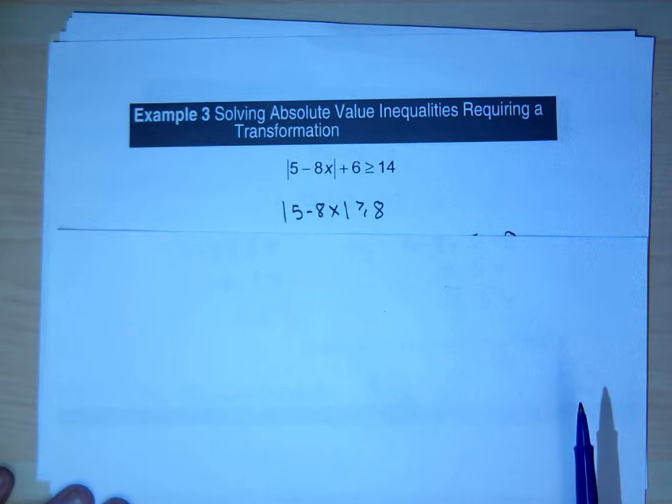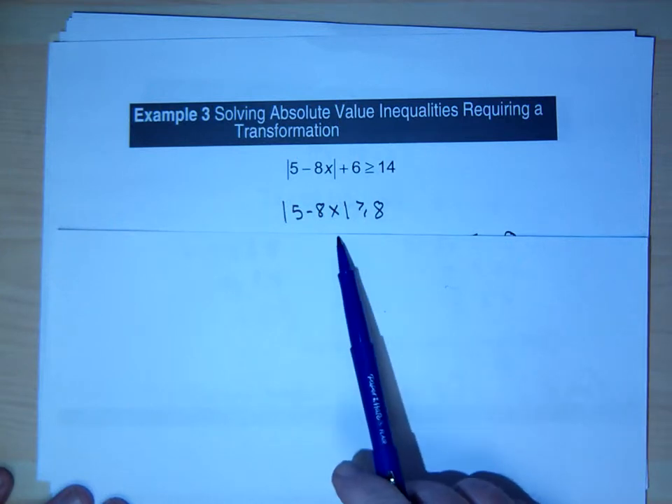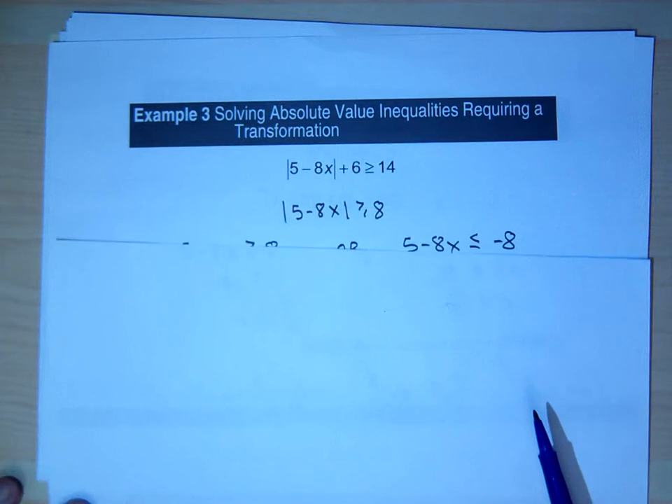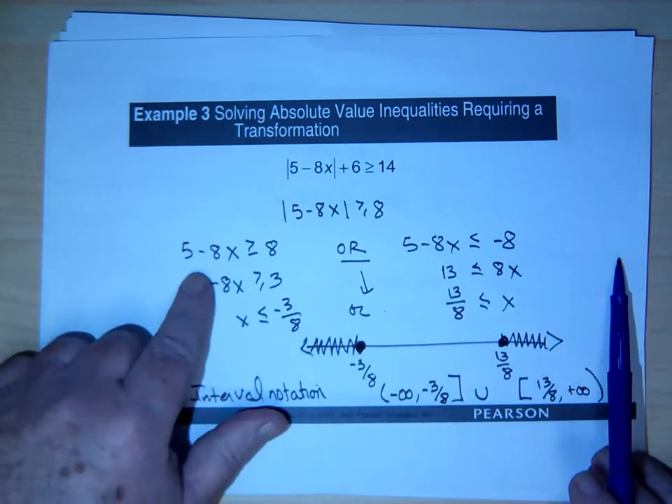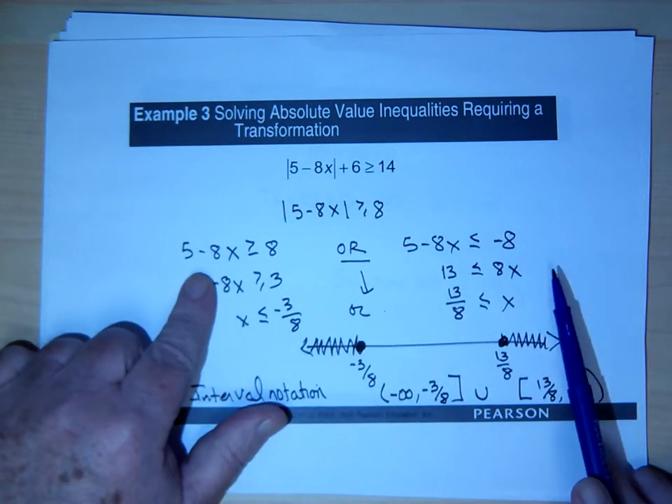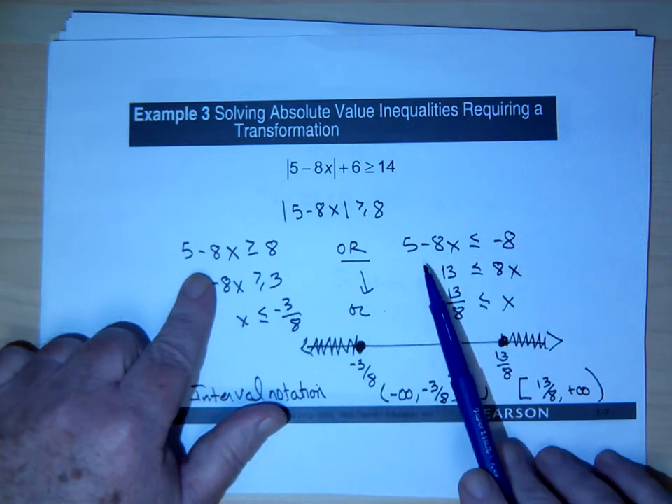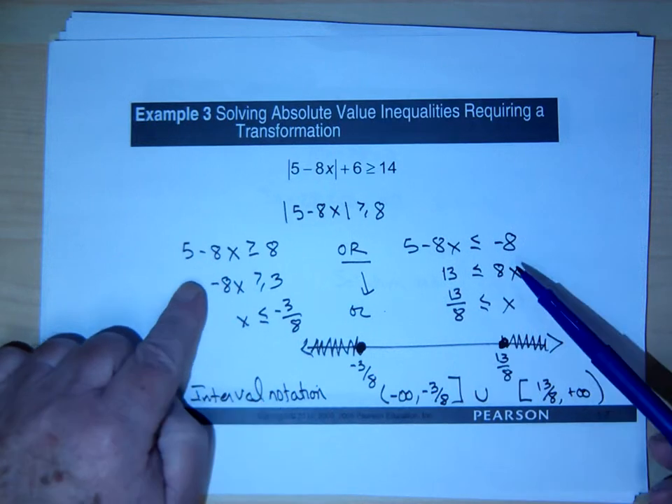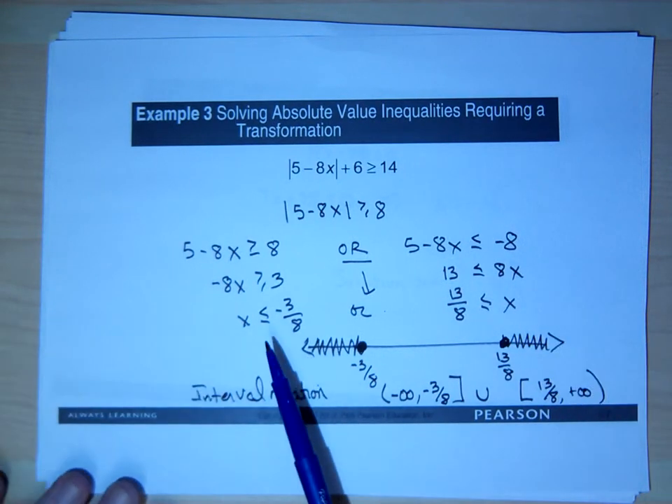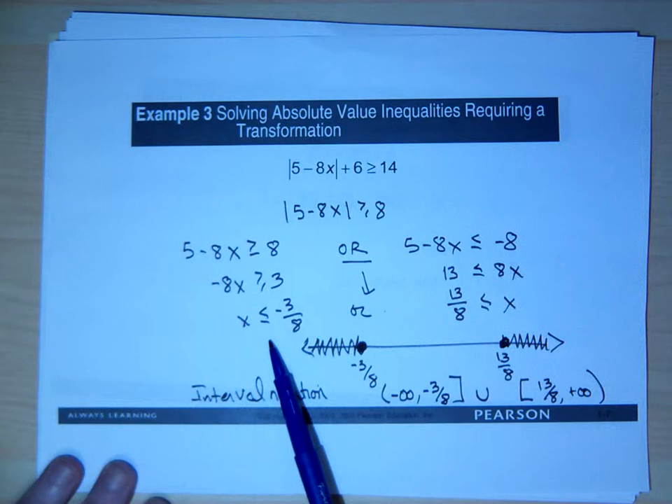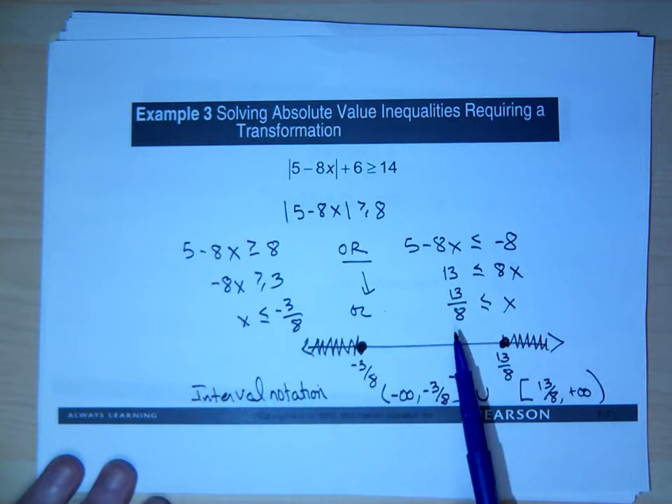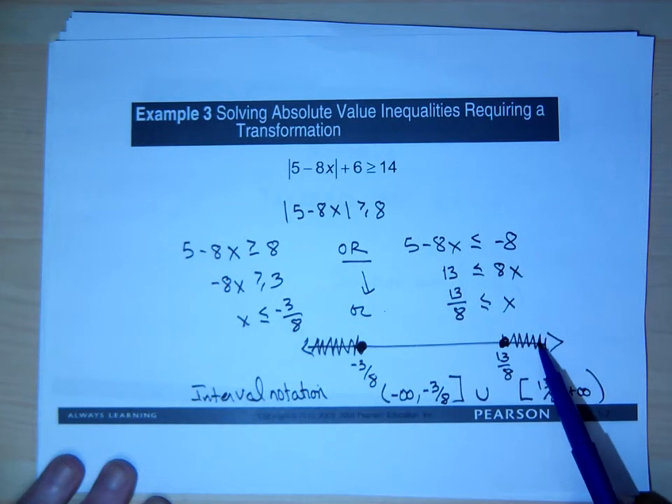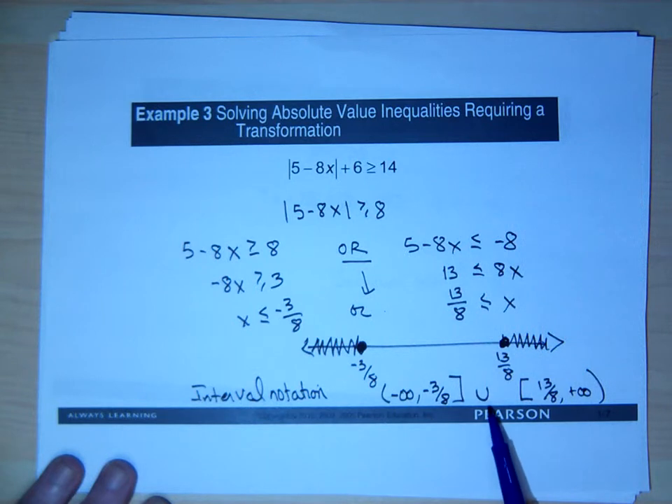So now whenever we have this, the role of z is being played by 5 minus 8x, and that means that 5 minus 8x is bigger than or equal to 8, or 5 minus 8x is less than or equal to -8. I solve these both in turn and find that x is less than or equal to -3/8, or it's bigger than or equal to 13/8. That means either I'm up here on the number line or I am down here. Again, those are split, so I have to use the union to represent the OR.